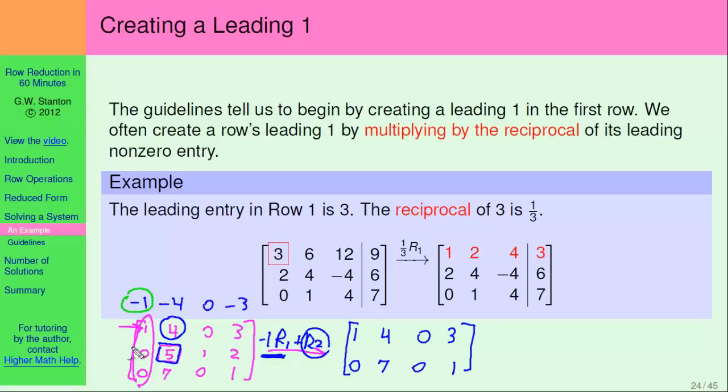So we have -1 plus 0 is -1. And the next entry is -4 plus 5, and that's the positive 1 that we were hoping for. And then we have 0 plus 1, that's 1, and -3 plus 2, which is -1. Okay, but what went wrong?